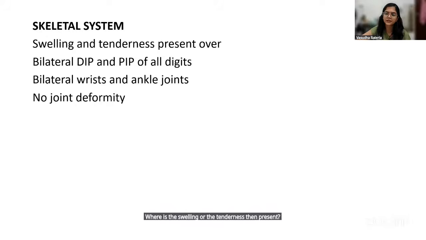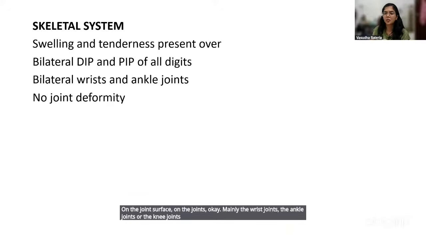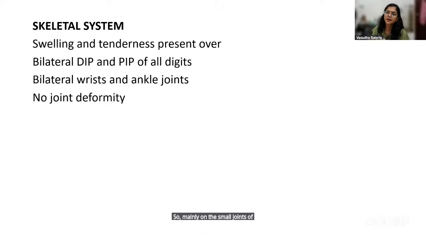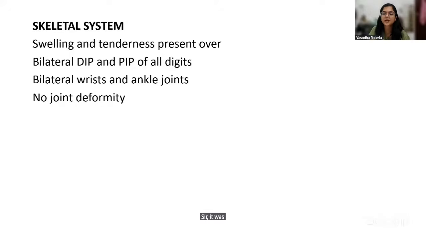Sir, on the joint surfaces, on the joints. Okay. Mainly the wrist joints, the ankle joints, or the knee joints? Mainly the small joints of the fingers, wrists, and the ankle joints. The wrist and the ankle joints were primarily involved. No knee joint involvement. Sir, knee joint complaint was present before, but in the current episode, she doesn't have knee joint involvement.